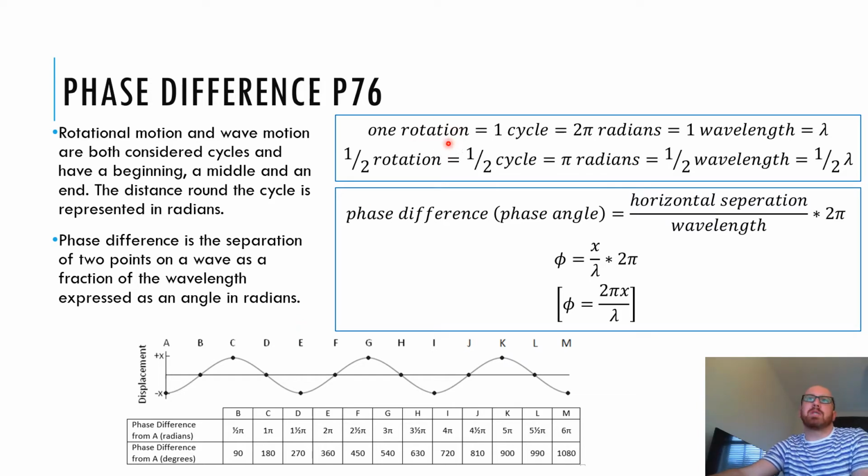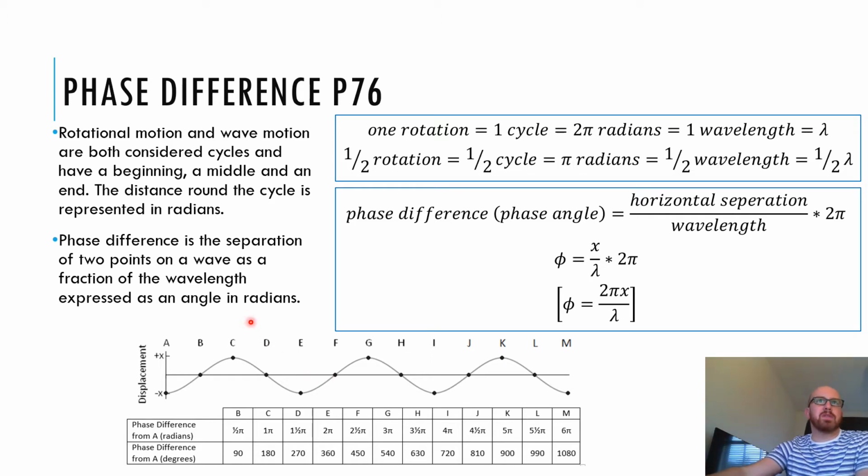So one rotation is the same as one cycle, which is 2 pi radians, and it's one wavelength. And half a rotation is half a cycle, pi radians, half a wavelength, half lambda. So one complete wave is the same as 2 pi radians, as the same as one complete rotation.